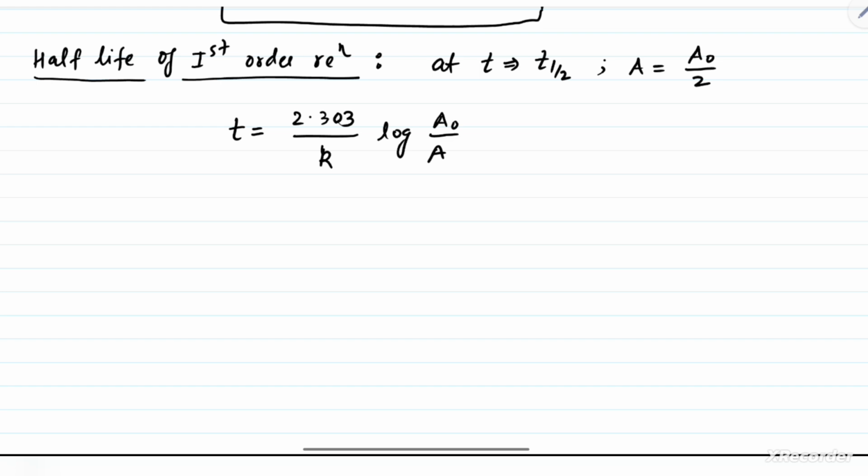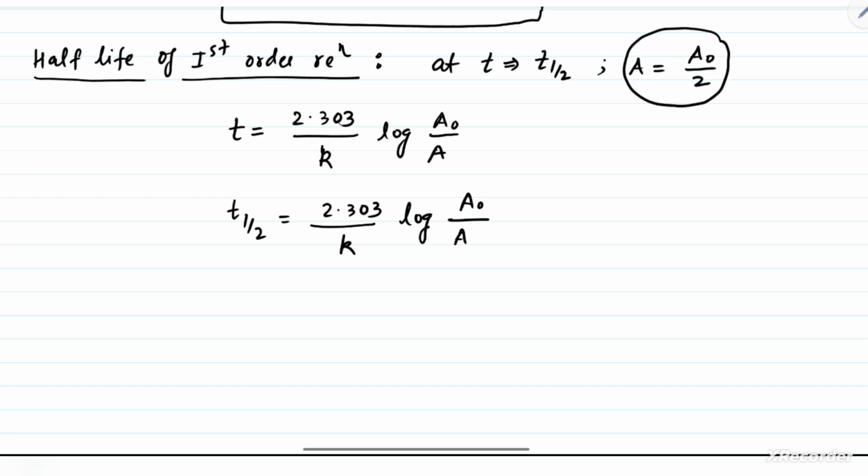So at t half, I write it as t half equals 2.303 by k log a naught, but the remaining concentration is what? Half of the initial one. So I will write it as a naught by 2. Basically a naught gets cancelled out, and we remain with log 2. So t half is equals to 2.303 by k.